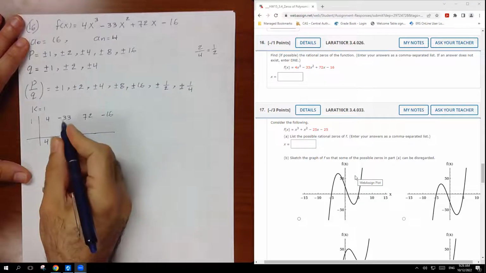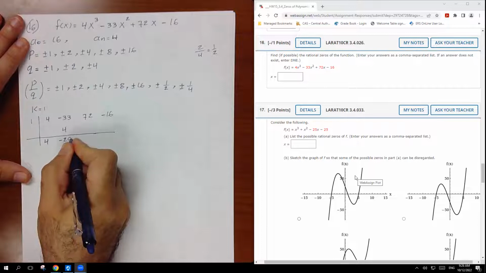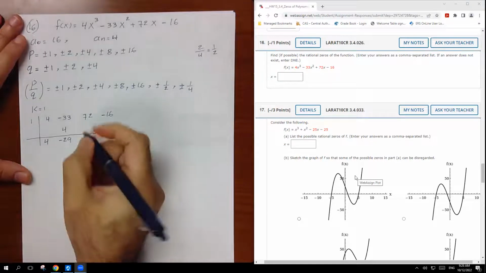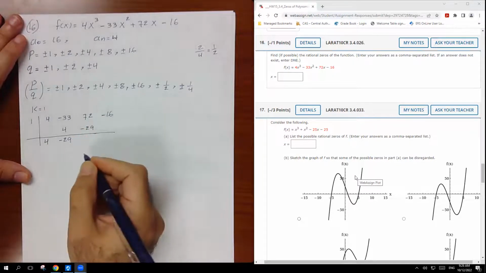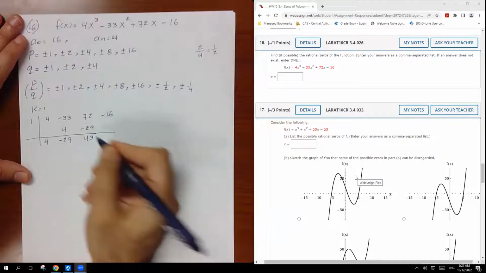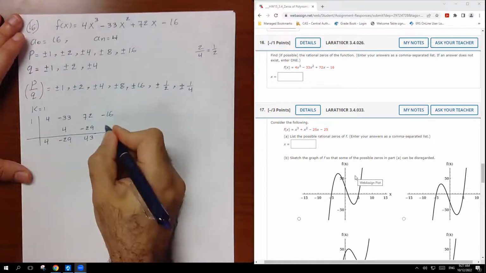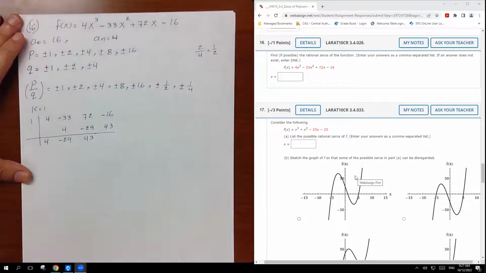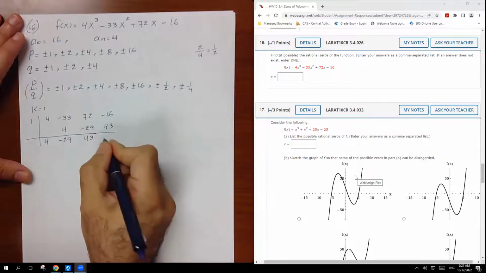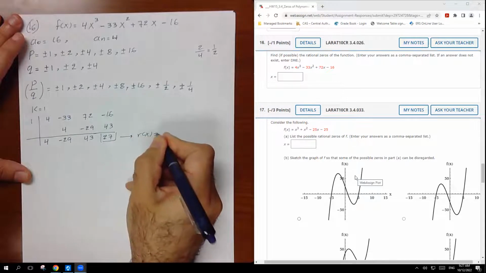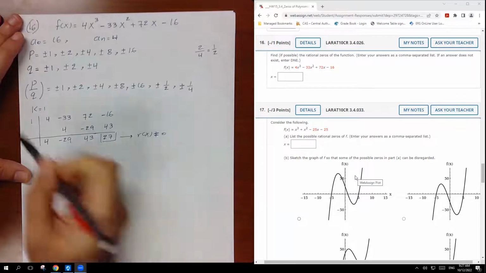Now, adding these, negative 33 plus 4 is going to be negative 29. 1 times negative 29 is negative 29. Adding these together, 72 minus 29 is 43. And 1 times 43 is 43. Adding these together is going to be 27. So positive 27. And if you check here, the remainder is not 0. That means this is the wrong possible zero.